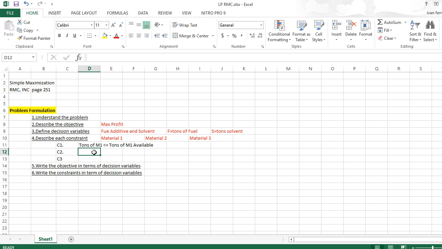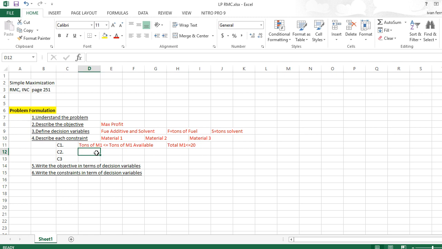Number 2, the number of tons of material 2 used must be less than or equal to the 5 tons available. Oh, they're already giving me that, perfect. So, sorry, I'm going to jump back to the first one. It's less than or equal to 20, because they're telling me that 20 tons of material 1 are available at the very beginning. So do not use more than 20.